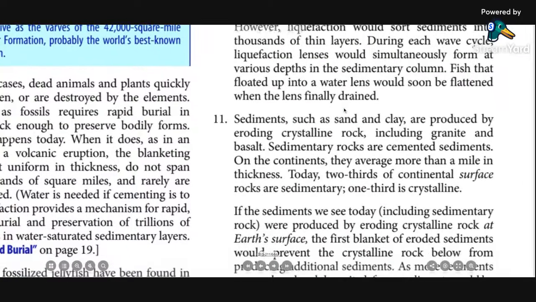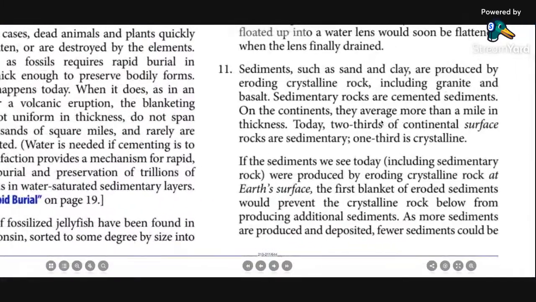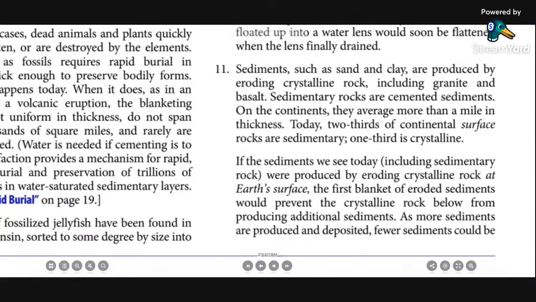Number 11. Sediments such as sand and clay are produced by eroding crystalline rock, including granite and basalt. Sedimentary rocks are cemented sediments. On the continents, they average more than a mile in thickness. Today, two-thirds of continental surface rocks are sedimentary. One-third is crystalline.